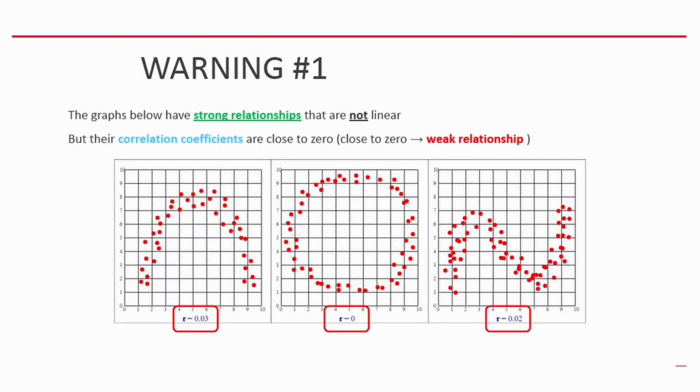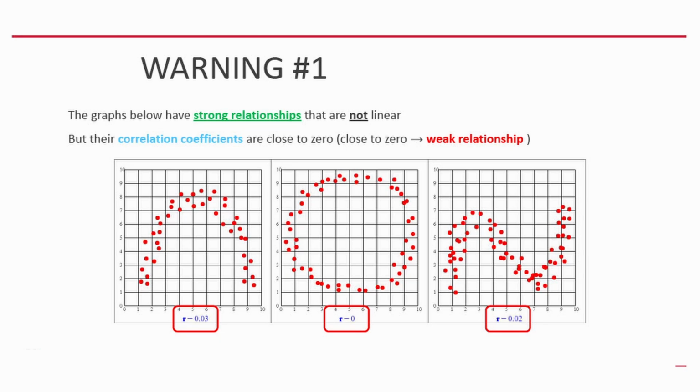Here are 3 scatter plots. Now, these 3 scatter plots have very, very strong relationships. The one on the left is almost a perfect parabola that has a downward direction. The one in the middle is almost a perfect circle. And the one on the right is almost a perfect sine curve. So they're very strong relationships. They're just not linear.